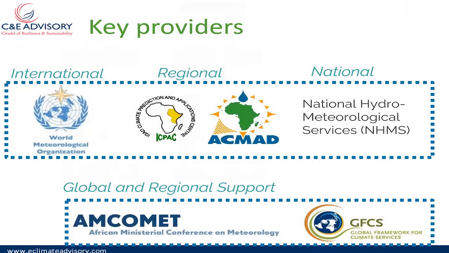So this slide is simply showing a summary of the key providers of climate information, which is the World Meteorological Organization, which is the biggest because it's UN-led. Then you have regional ones, such as ACMAD and ICPAC. Then in every country, we have a national hydrometeorological service. And then we have the other regional ones, which are also a bit global, like the Global Framework for Climate Services and the Africa Ministerial Conference on Meteorology. It is regional, but it's global in the sense that when they speak, even the WMO has to listen to them.